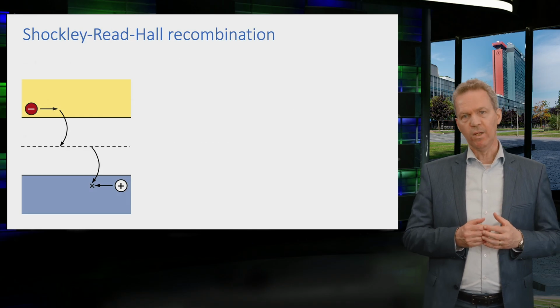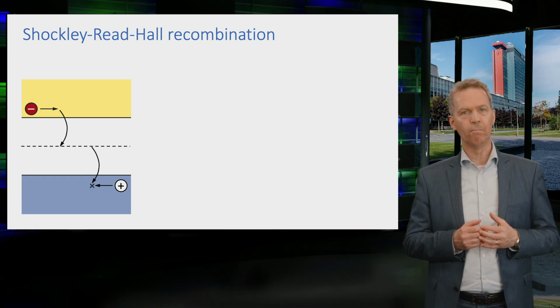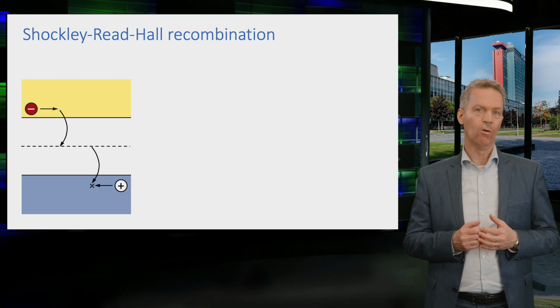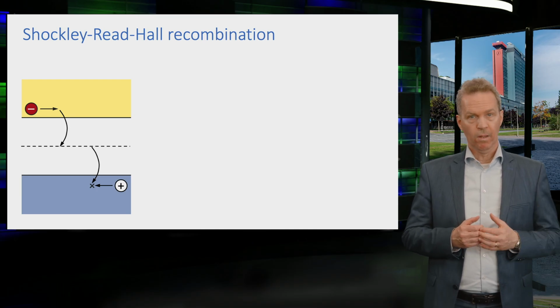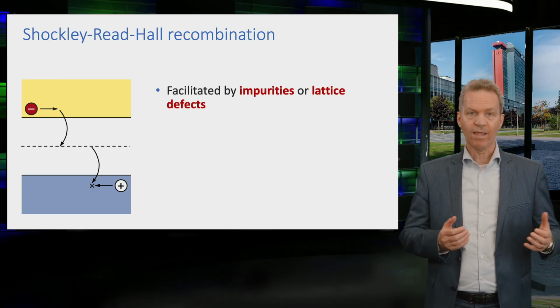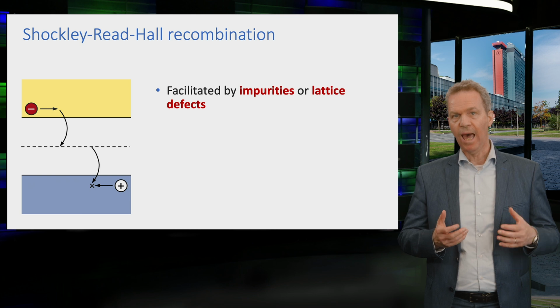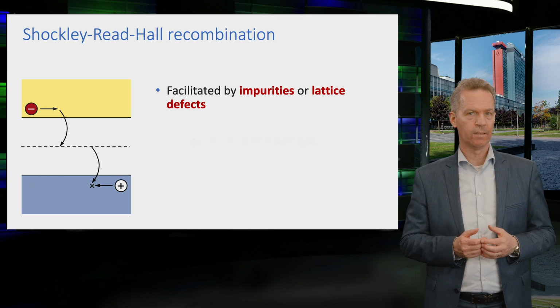The theory of this recombination mechanism was published in 1952 by William B. Shockley, William T. Read and Robert N. Hall, which explains the name of this mechanism. It will be abbreviated with SRH in the future. SRH recombination is indirect recombination, and it is facilitated by an impurity atom or lattice defect.